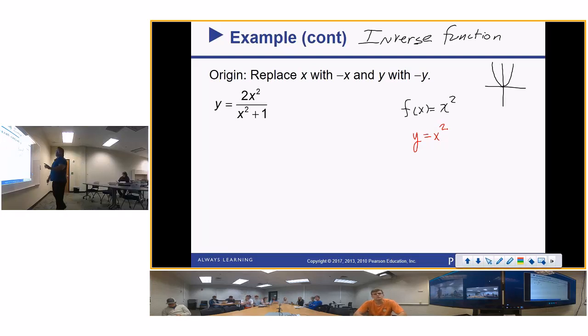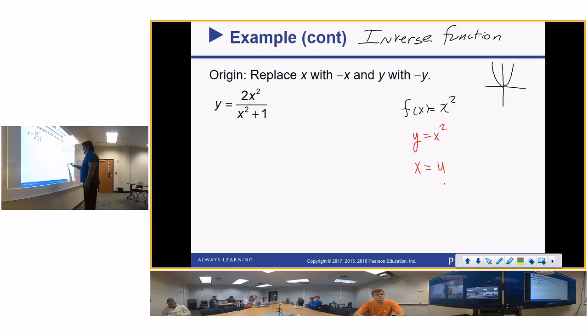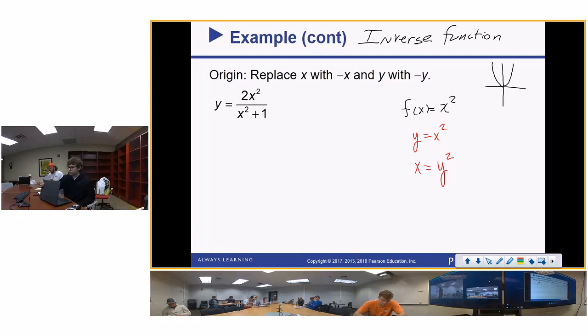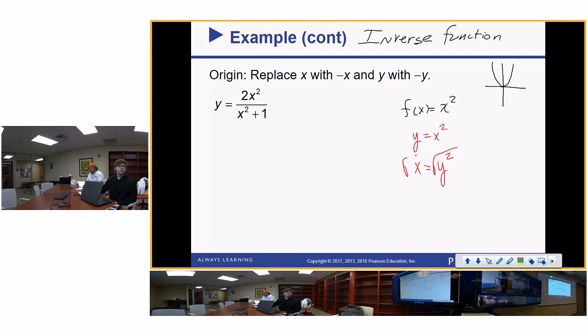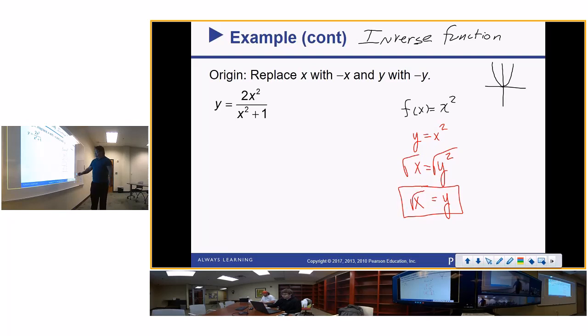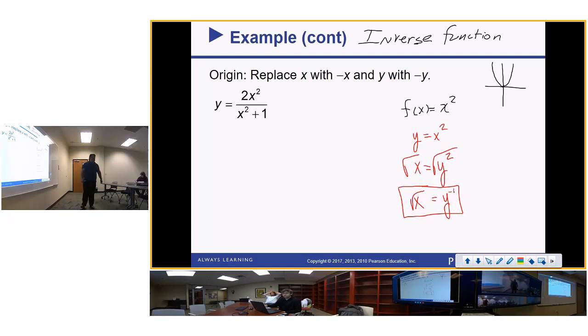Now, exchange the variables. X is equal to y what? Squared. Now solve for y. What does y equal? Y is equal to the square root of x. And go ahead and put a -1 here because you've just found the inverse function of x squared, which looks like this.